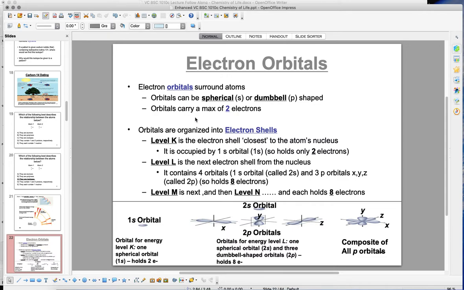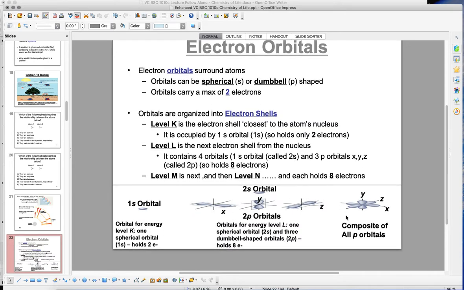Now the orbitals are arranged in shells, and there are various shells that make up an atom. K is the shell that's closest to the nucleus, and K only contains 1 orbital. That's why we say the first shell closest to the nucleus can only hold 2 electrons. The next shell beyond K is called L, and L has 4 orbitals, so it can hold 8 electrons. The shells beyond that, M and N, also each have 4 orbitals, so they can hold 8 electrons each. The max that we'll do in this course is probably up to level M.